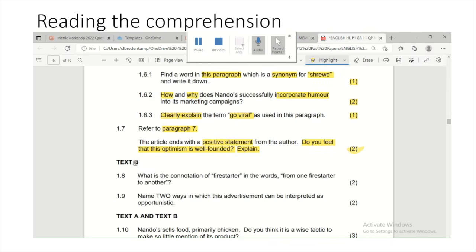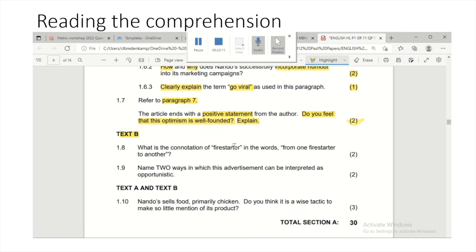Then text B, which is our visual text. What is the connotation of fire starter in the words one fire starter to another for 2 marks? So let's have a look at connotation over here. So what does that mean? Connotation is the thoughts, the emotions behind a specific word, where denotation means the literal dictionary definition. So if you think of the word fire starter, I don't know about you, but that doesn't sound like a good connotation to me. It can definitely sound like a negative connotation, maybe someone who's very mischievous. All right, and this is for 2 marks.